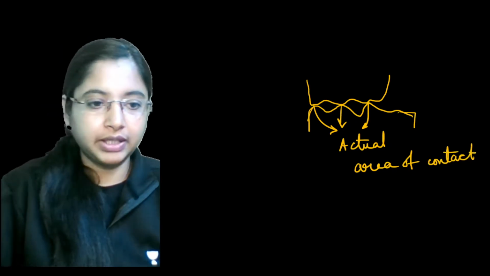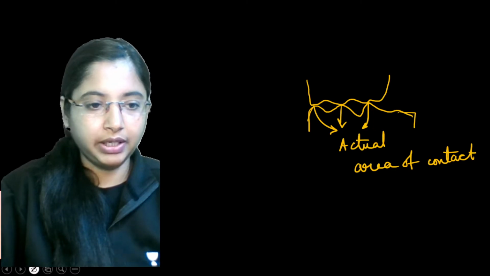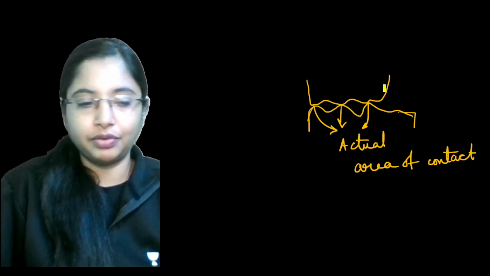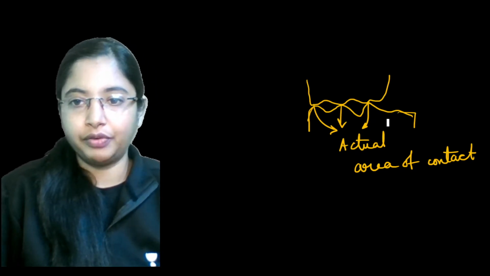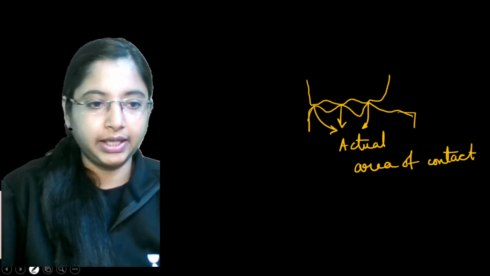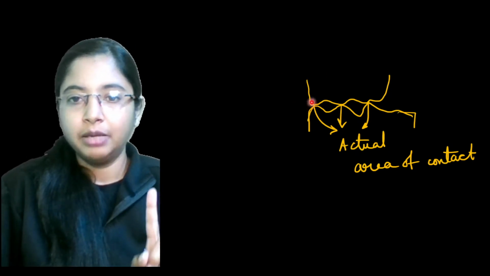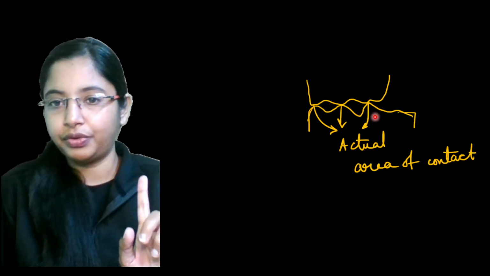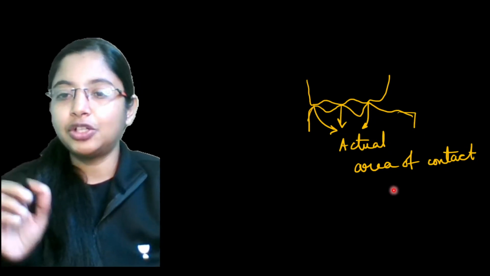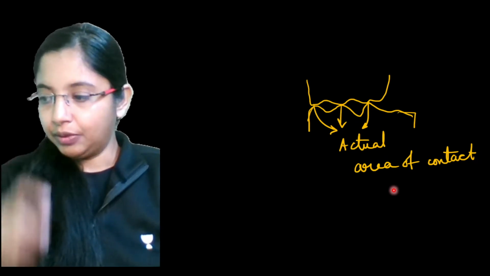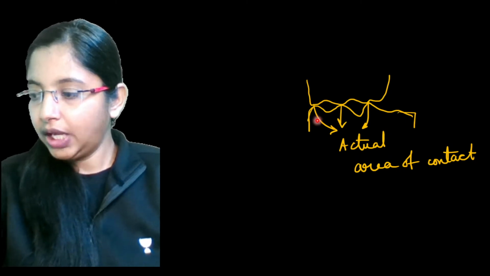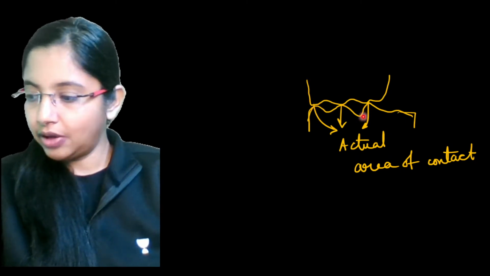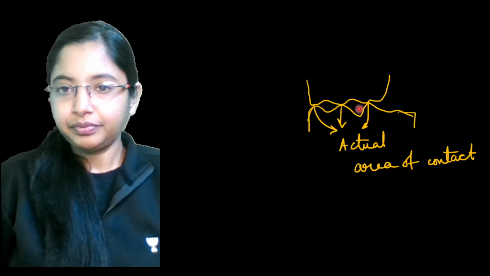Though this entire surface may look like the apparent area, whatever you're seeing, all of this may look like the apparent area. But there's only a small portion of it which is in actual contact. This actual area of contact is very, very small, and the pressure at all these points is also very large.